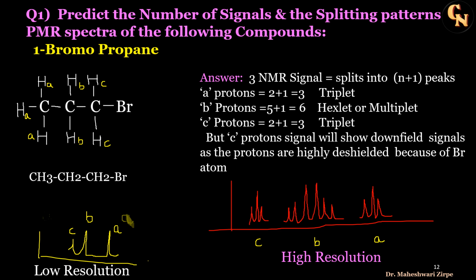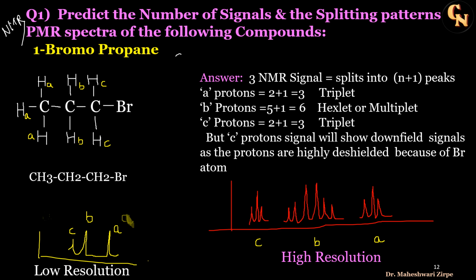So let us see the first example. Predict the number of signals and the splitting pattern in PMR, that is proton magnetic resonance. They may give you PMR or they may even write it as NMR spectra for the following compound. The compound is 1-bromopropane. So let us write the structure.